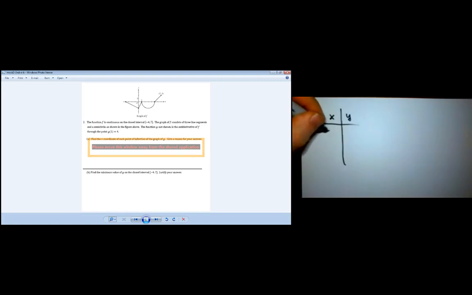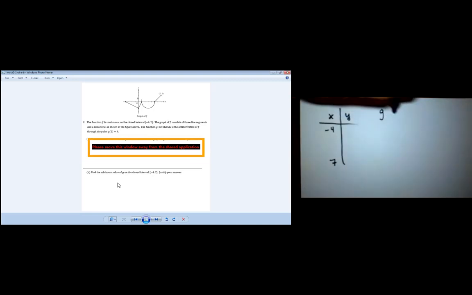First things first, we've got -4 and we've got 7. Those are the endpoints. Now we need the critical points. The critical points for what graph? G. What do we already know about G? G is equal to the integral of F, so we know that G prime of X is equal to F of X from the last problem.